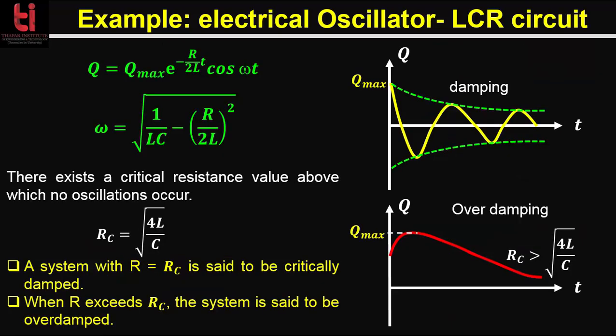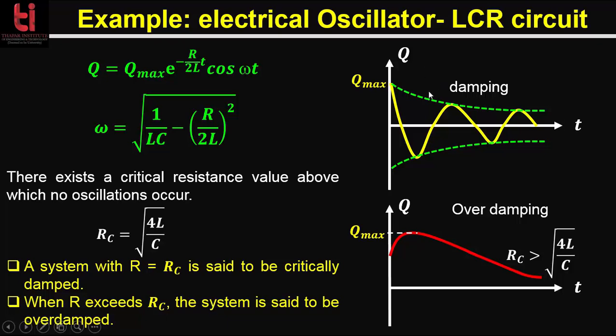So now if you remember, we had already discussed three situations, that is underdamping, critical damping and overdamping. There actually exists a critical resistance value above which no oscillations will occur. That means omega will be equal to 0, and this term, 1 by LC minus (R by 2L) whole squared, will be equal to 0. So you can get the critical resistance, that is equal to root over 4L by C. A system with R equal to RC is said to be critically damped. When R exceeds RC, that is the critical resistance, the system is said to be overdamped.